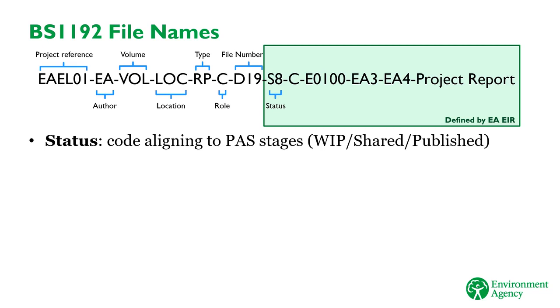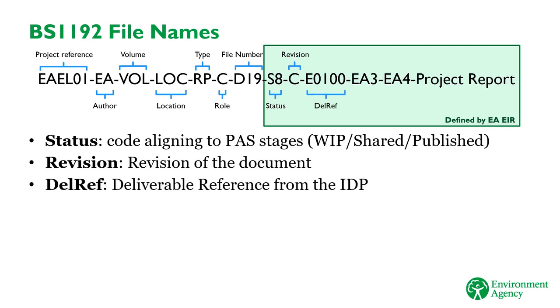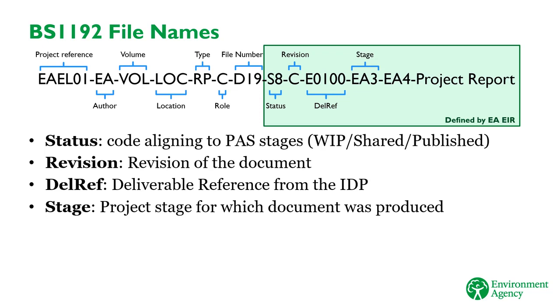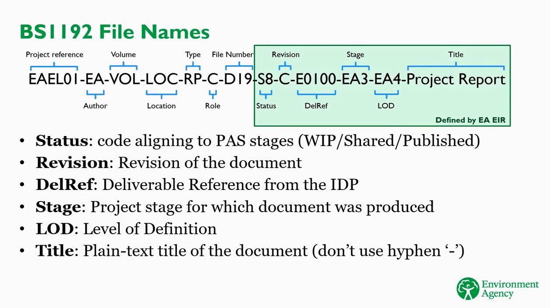The next code contains the revision number of the document. Then we have the deliverable reference, which tells you which of the standard IDP deliverable references the document belongs to. The next code contains the stage of the project at which the document was produced. Then we have the level of definition of the file. And finally, the last field is the plain text title of the document. When giving files a title, remember not to use any hyphens, as these are used in the BS 1192 file name to delineate between the fields.